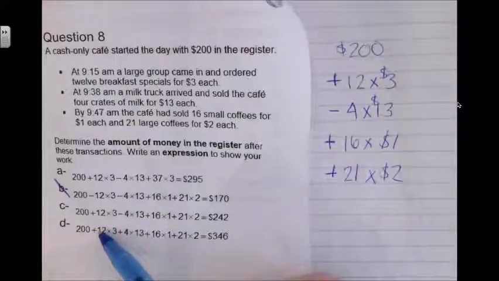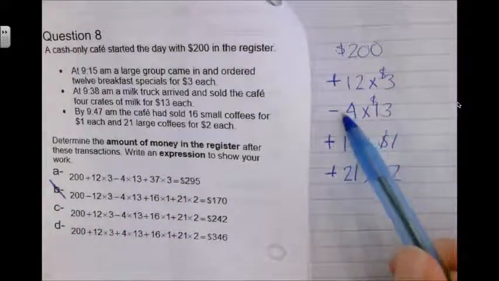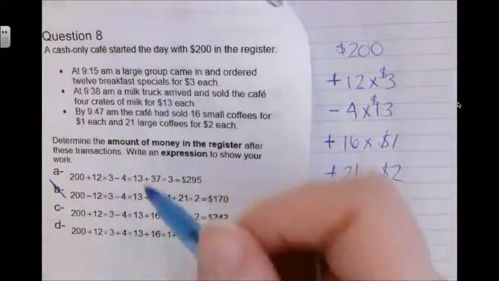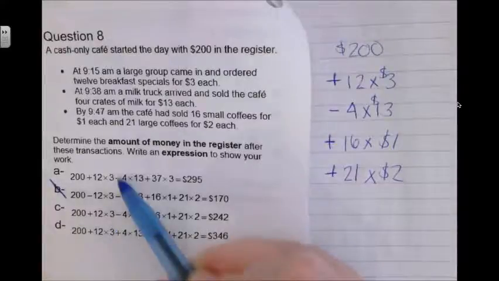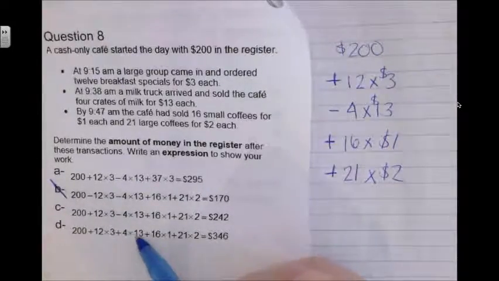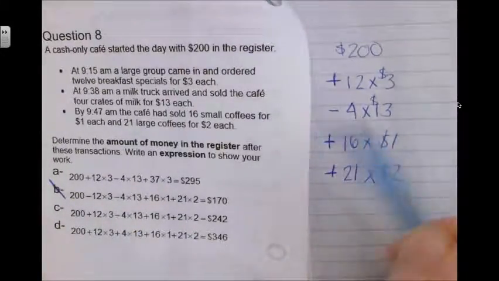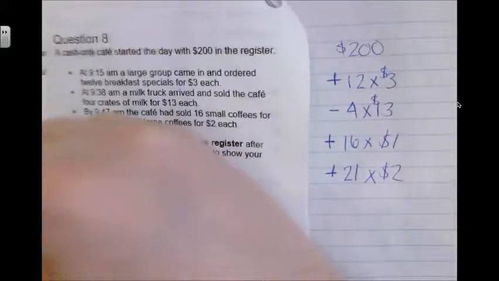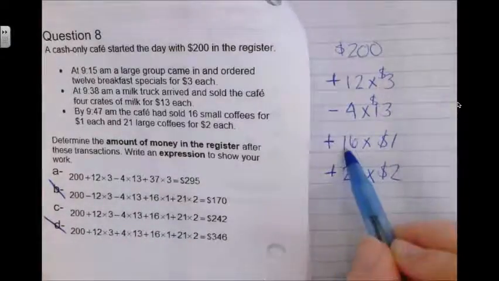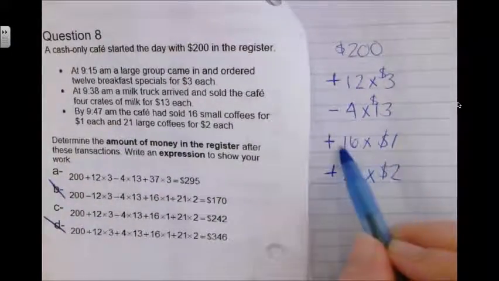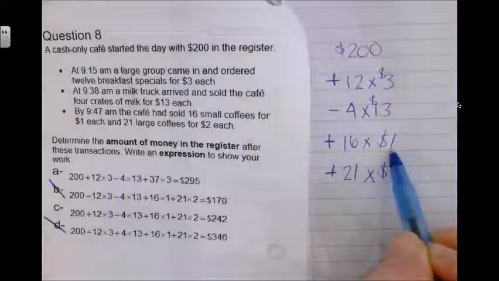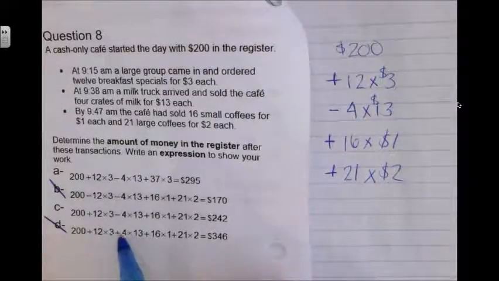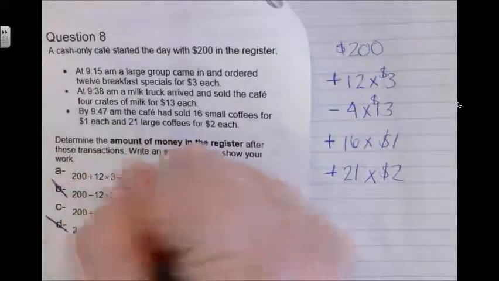Then we're supposed to do minus 4 times 13. So all 3 of these, we already eliminated B though, so we don't have to worry about that. These all had minus. This one was doing plus 4 times 13. So that's not what we want. We did minus. So we're going to cross D out. And then it's saying plus, so now I have only A and C left. It says plus 16 times $1. So here, up to here was right, plus 16 times $1 here.